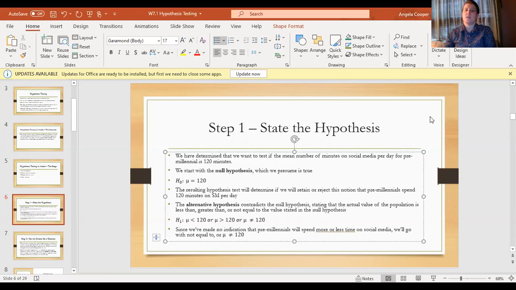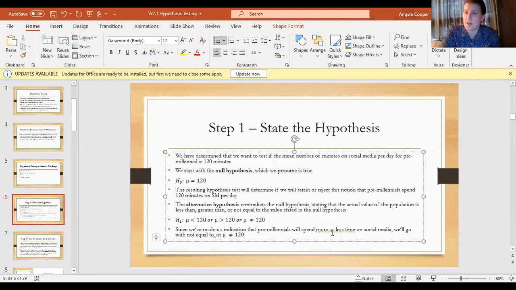So when we do this test, we are going to determine if we will retain the notion that premillennials, or Gen Z people, spend 120 minutes on social media a day, just like the average consumer, or we'll reject that idea by saying that premillennials do not spend 120 minutes on social media. They spend more or less.